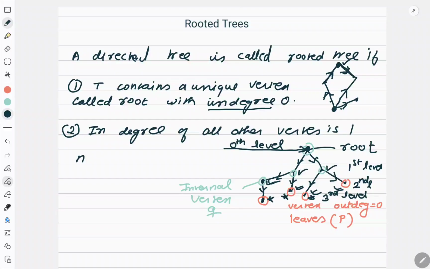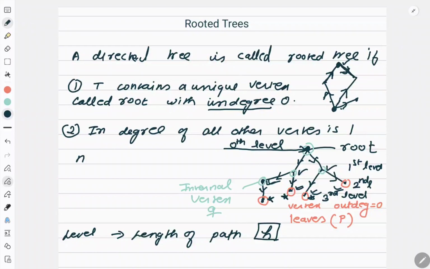So based on your root and your distance from the root, I define the level. Basically, to go from one vertex to another, there will be only one path, and the length of the path is called the level. So how do I define a level? Level is the length of the path from the root, and it is represented by H when I talk about the rooted tree.